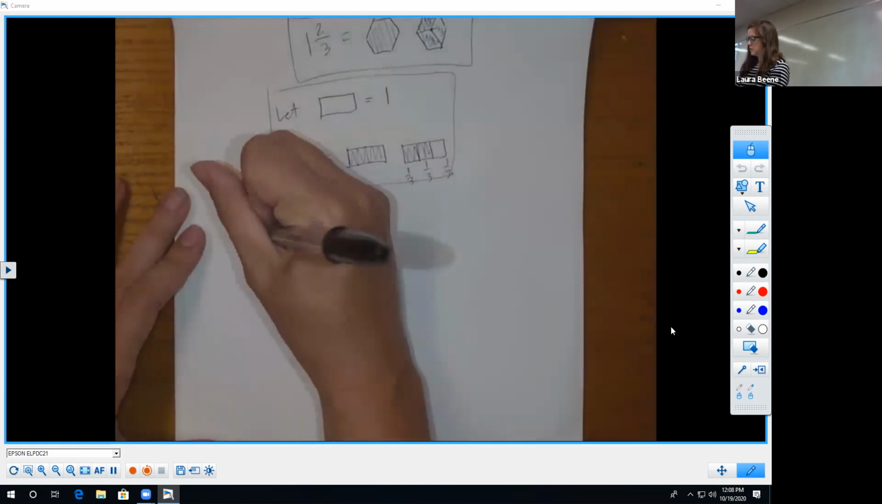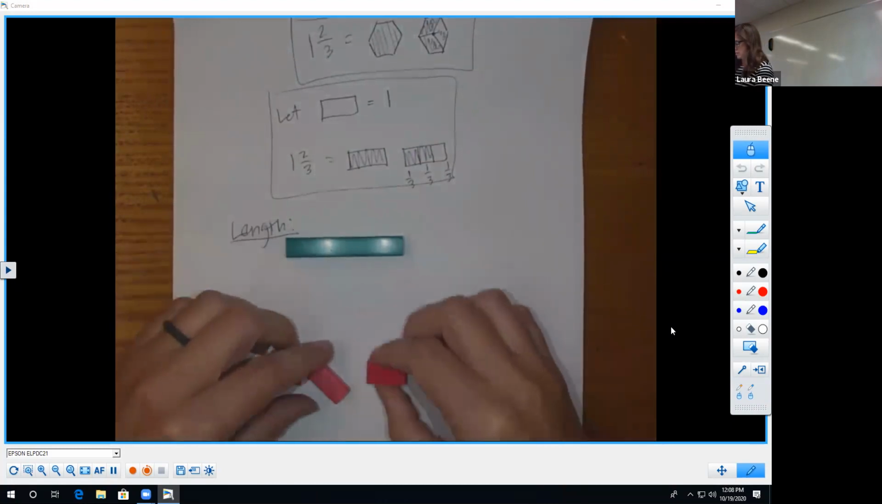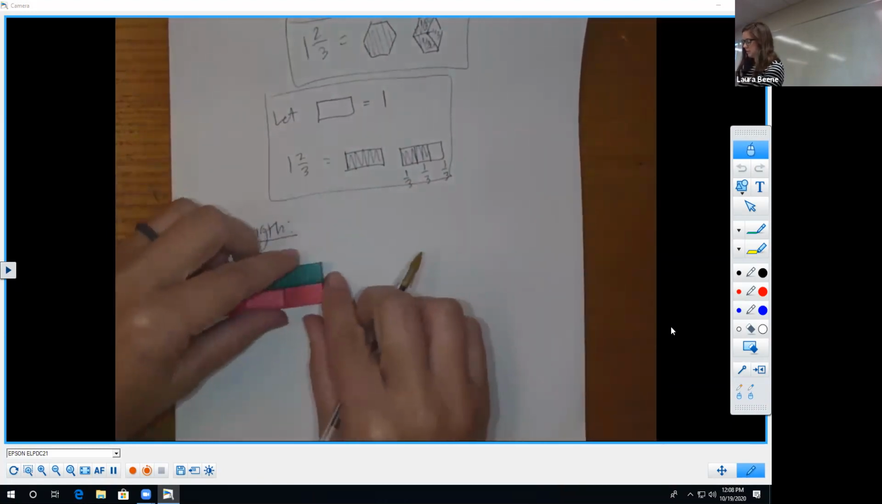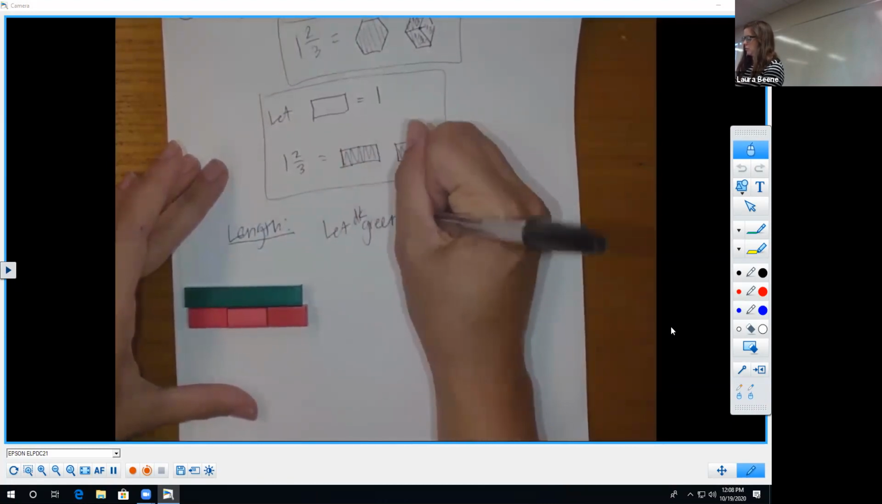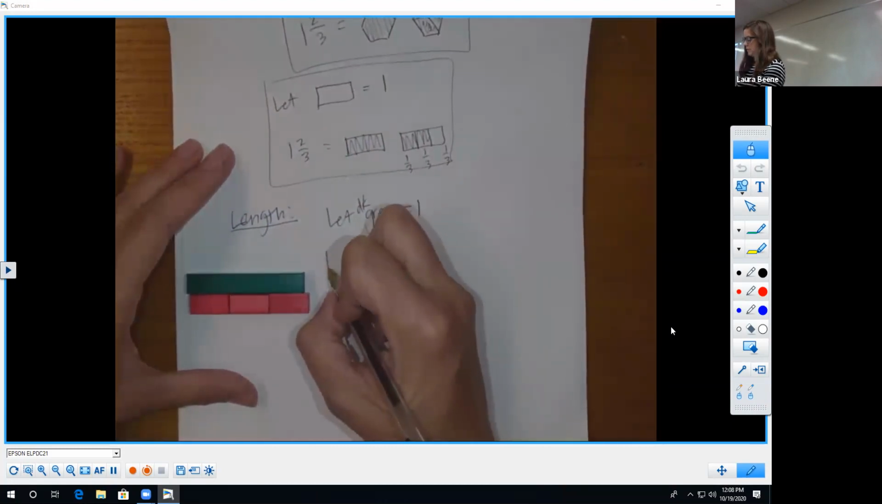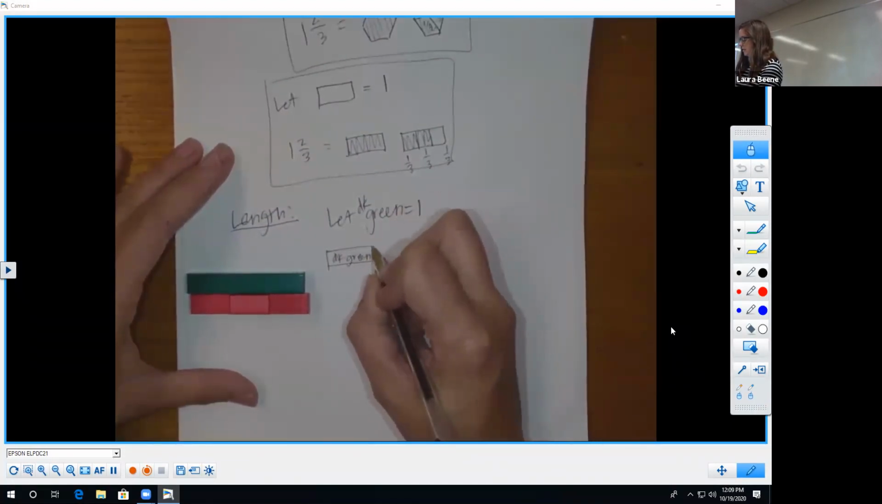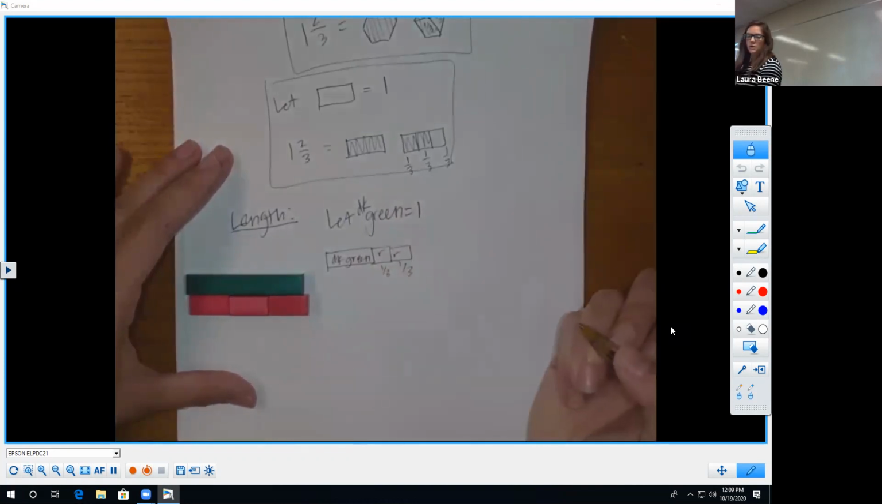For the length model or the number line model, you could use Cuisenaire rods. It might be a little bit of work to figure out. So let's see. I'm going to guess that I can split that one into 3 parts. Let's see if I can. The dark green. You can. So if you wanted to use the Cuisenaire rods, you would say, let the dark green equal the whole. So then 1 and 2/3 would be 1 dark green. You could shade this in green, and then 2 more reds. This is red and red because that's 1/3 and 1/3. So that's one way you could do it.